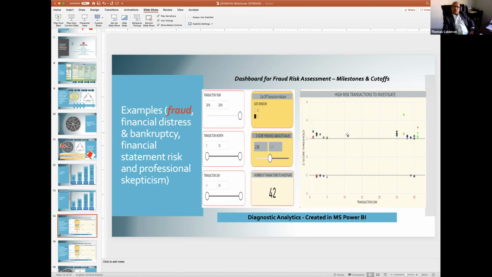So this tool essentially allows the auditor to focus on transactions that may be suspicious. It doesn't necessarily say that these transactions are fraud or fraudulent. It simply says that these transactions are high-risk transactions given the profile of the entity.